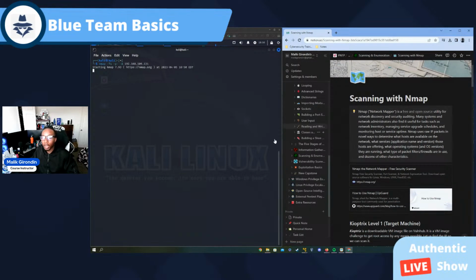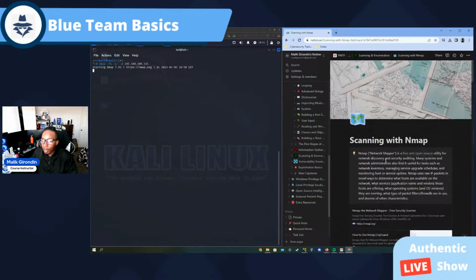So what is nmap? While that scan's running, nmap is a free open source utility for network discovery and security auditing. Many systems and network administrators also find it useful for tasks such as network inventory, managing service upgrade schedules, and monitoring host and service uptime. nmap uses raw IP packets in novel ways to determine what hosts are available on the network, what services, application names and versions those hosts are offering, what operating system and OS version they are running, what types of packet filters and firewalls are in use, and dozens of other characteristics.